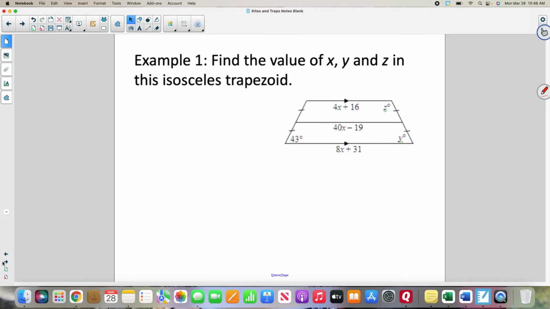Find the value of x, y, and z in this isosceles trapezoid. Let's do x first. X is dealing with the mid-segment. To find the mid-segment, you add the two bases together: 4x plus 16 plus 8x plus 31, divided by 2, equals your mid-segment. You add the bases together and divide by 2. It's the average.